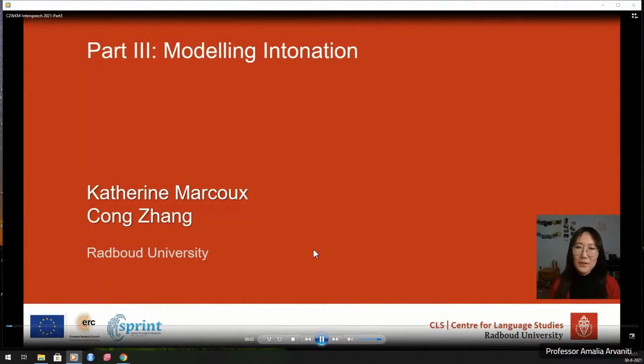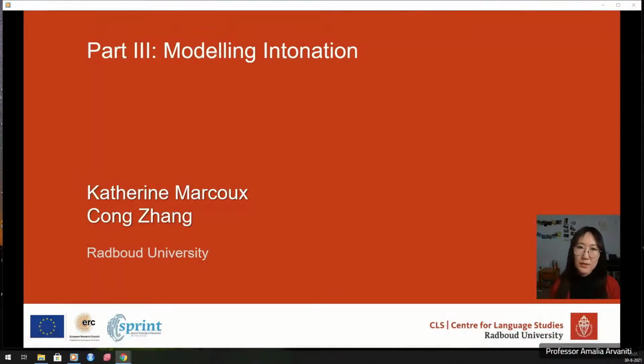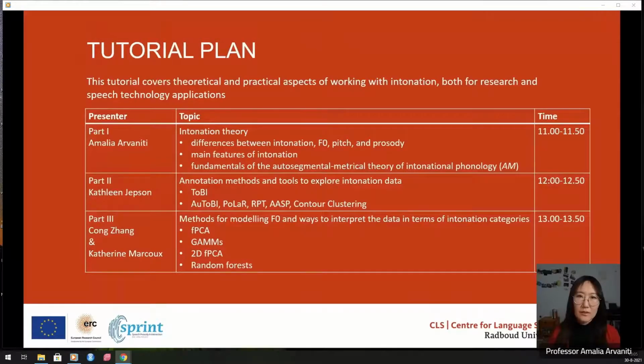Hello everyone, my name is Cong Zhang. Today my colleague Katherine and I will be presenting part 3, Modeling Intonation. In this part, we will talk about the methods for modeling F0 and the ways to interpret the data in terms of intonation categories. We will cover FPCA, GAMs, 2D FPCA, and random forests.